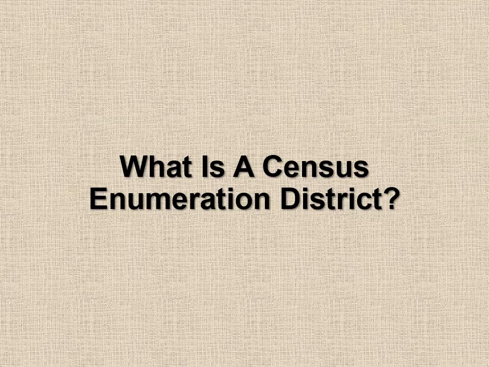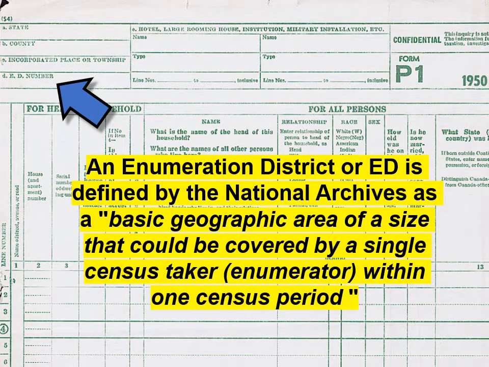So what is a census enumeration district? I'm doing this against the backdrop of the population schedule for 1950. You see that there's a space for the ED number. The National Archives definition is that it is a basic geographic area of a size that could be covered by a single census taker within one census period. That's the enumeration district, or ED.